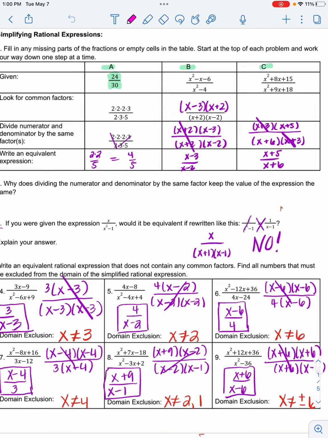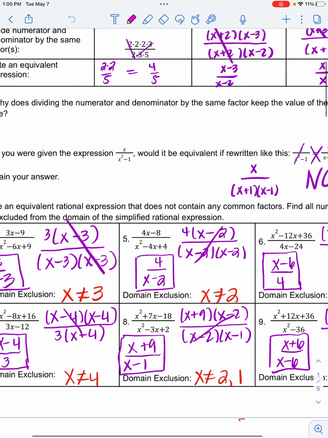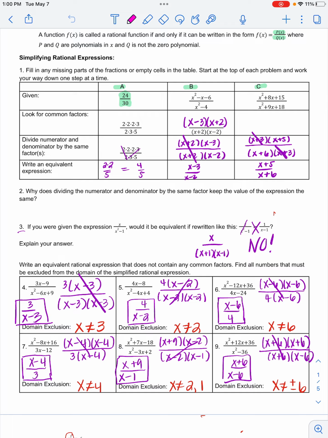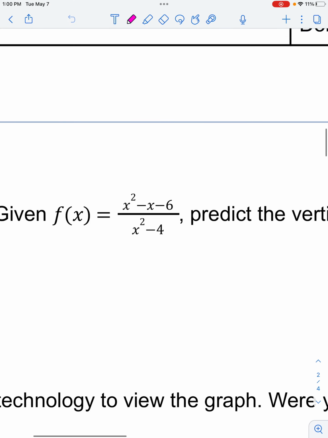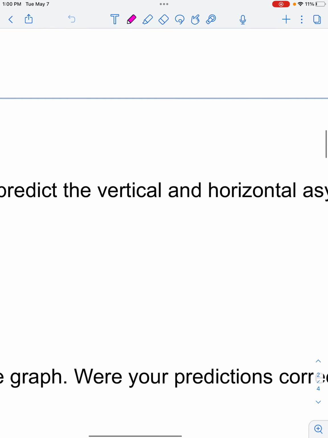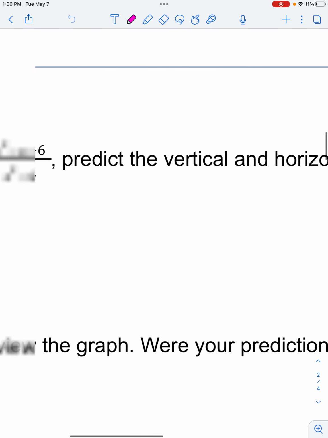For instance, in number 8, if I put a 2 into the original function, my denominator would end up being 0, which is not possible. You can't have a denominator of 0 or else that's undefined. Okay? So we are going to take that idea and apply it to a new function. This function, x squared minus x minus 6, all divided by x minus 4. So we want to predict the vertical and horizontal or end behavior asymptotes and then find our intercepts.